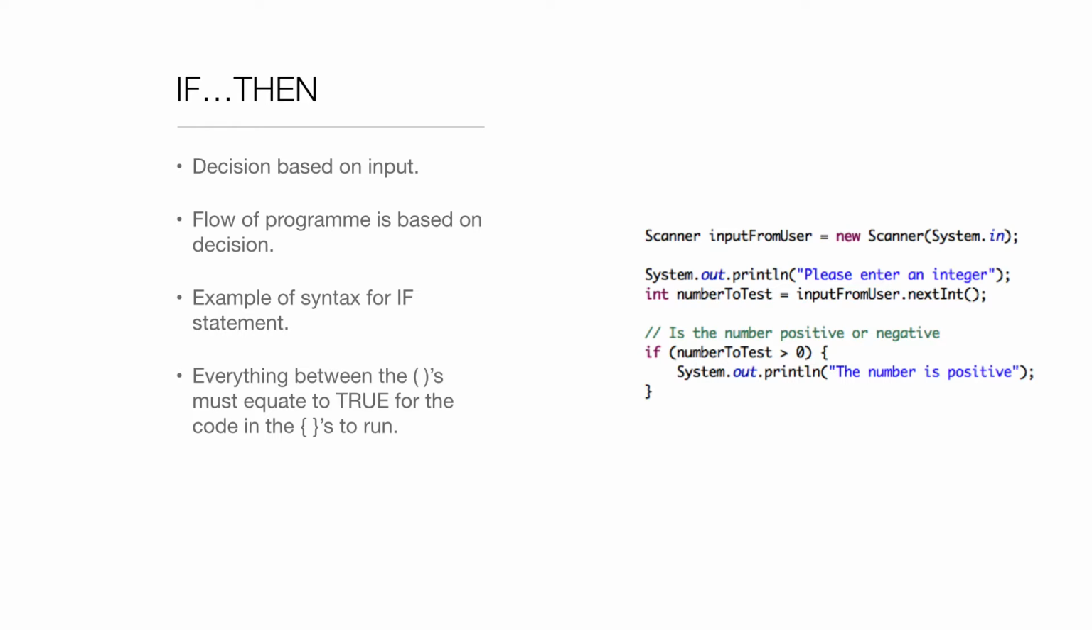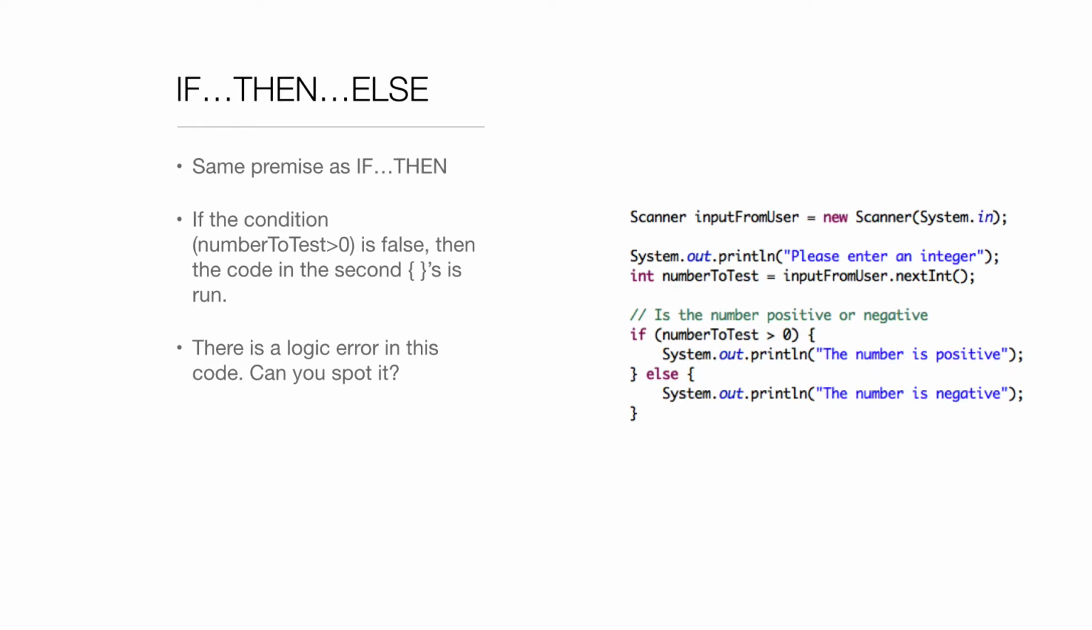If that's false, it just skips straight over it and goes to the close curly bracket and just runs code after that. And we'll look at that in this case here. The first 3 lines are exactly the same. The if statement, if number to test is greater than 0, still exactly the same. System out println, the number is positive. But in this case, what we've done is we've added an alternate option for the code to run if the condition, the number to test greater than 0, equates to false. So if the number is not greater than 0, if it's false, it'll run the code system out println number is negative.